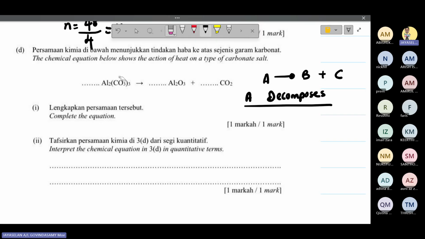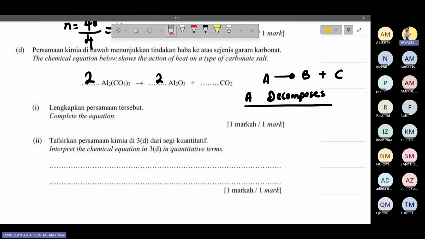Okay, now we do the first question. Balancing the equation. Katakan you rasa macam stress nak balance. Depan ni just letak 2. Just letak 2. Okay, so now, okay, aluminium 4. So aluminium 2 darab 2, 4. Okay, any question so far?